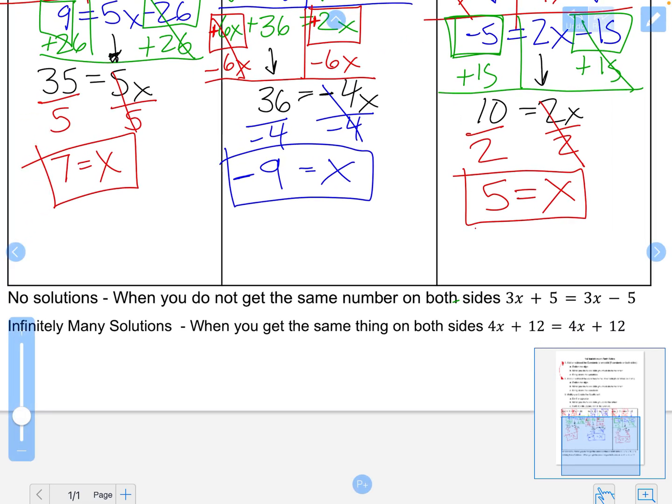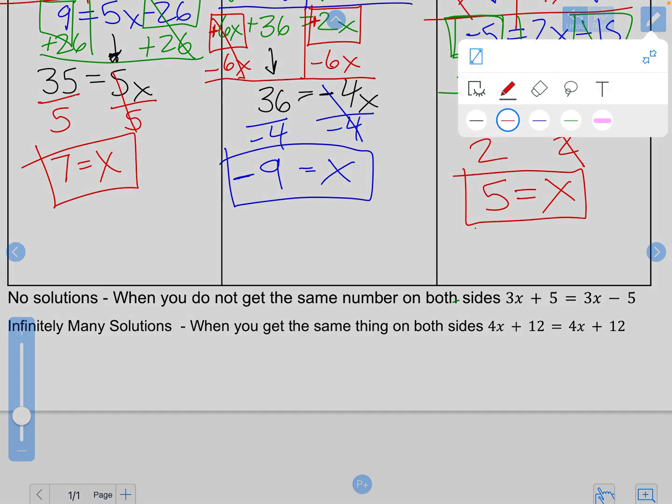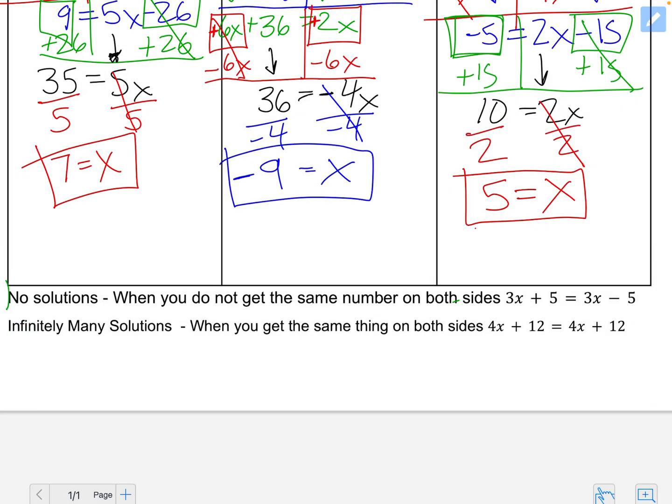Now, real quickly, I just want to show you something, and we're going to talk about this later in a different set of notes. But when we have variables on both sides, sometimes we can get no solutions. So no solutions is when we do not get the same number on both sides and the variable goes away.